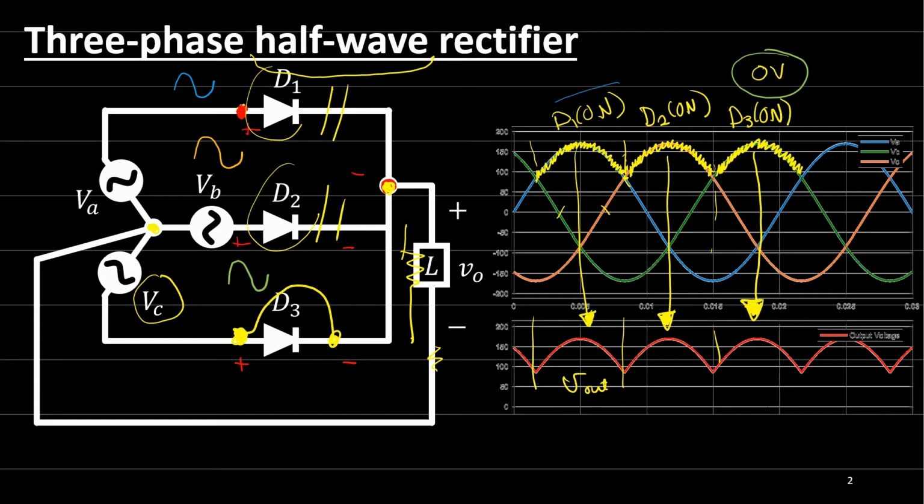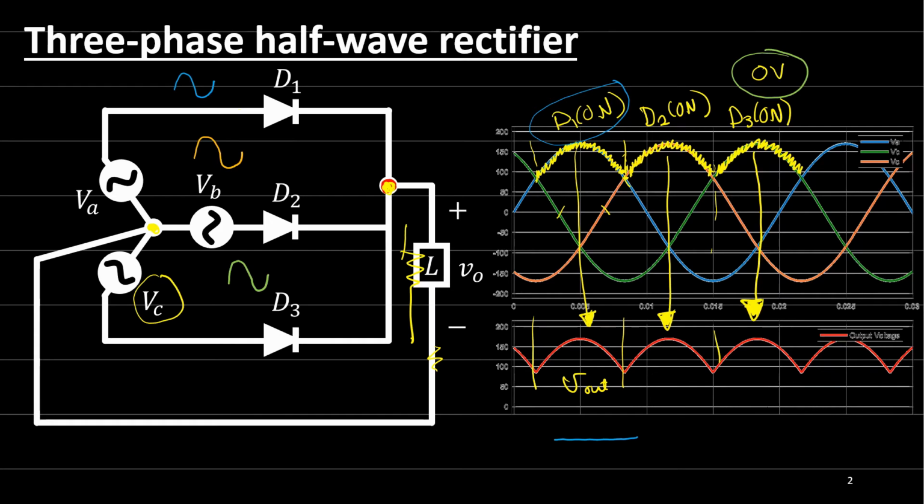Now when diode 1 is conducting, so the voltage across diode 1 is how much? Is 0, because diode 1 is short circuit. Okay, so if you try to find the voltage across diode 1 here, you'll find that diode 1 has 0 voltage. This is the voltage on diode 1.